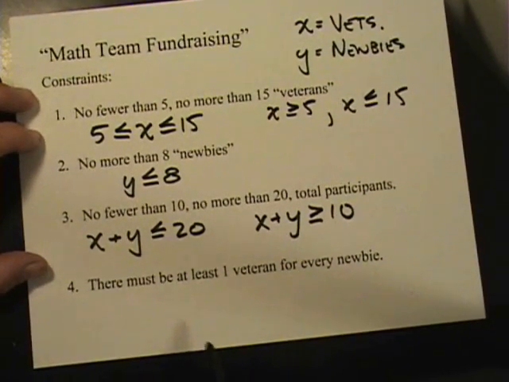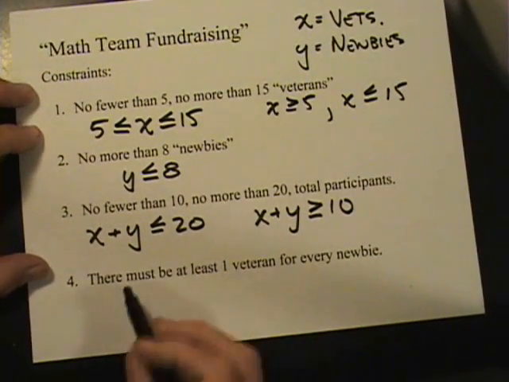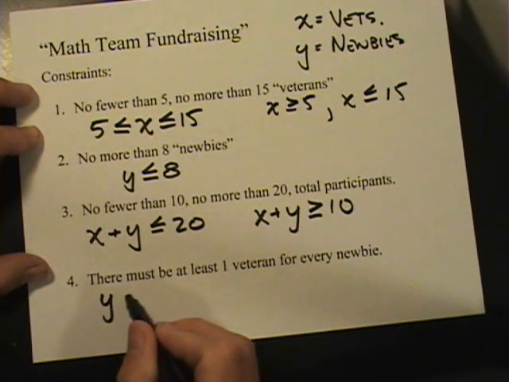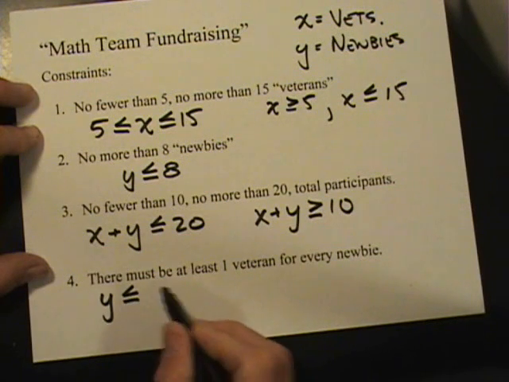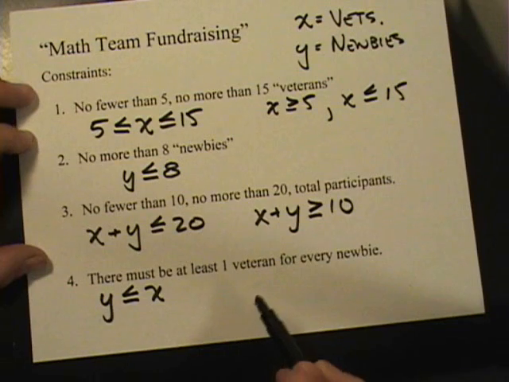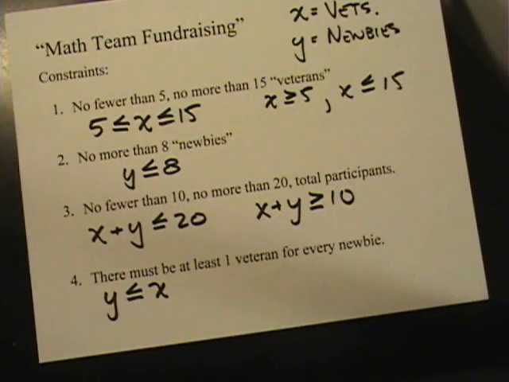Then there must be at least one veteran for every newbie. I'm just going to say that for every y, it's going to be less than or equal to the number of veterans. I'll write it like that. Okay? So now I'm going to go to the graphing calculator and type those in.